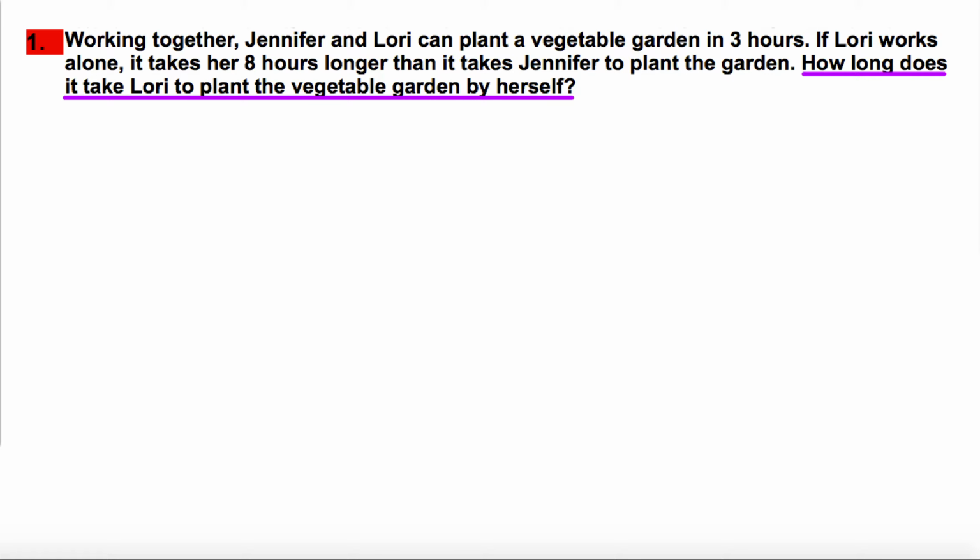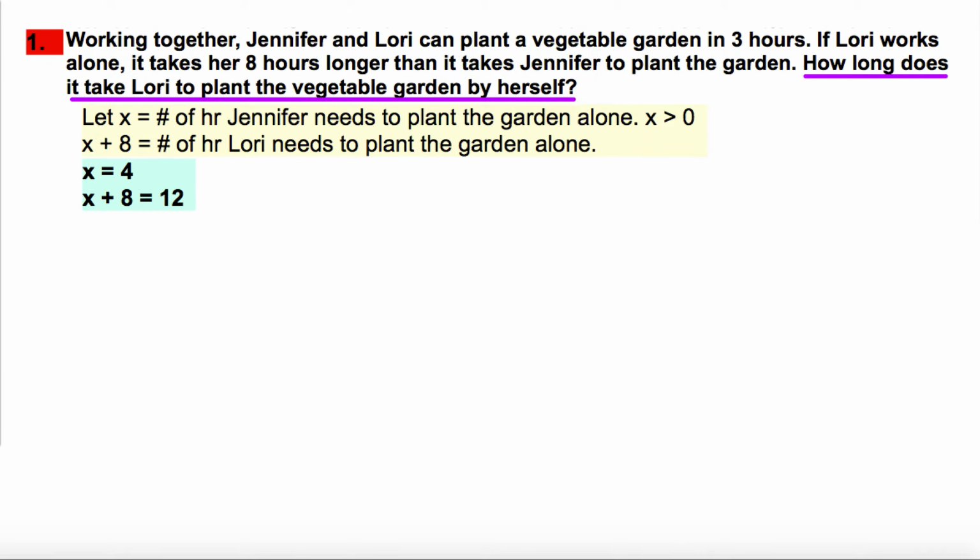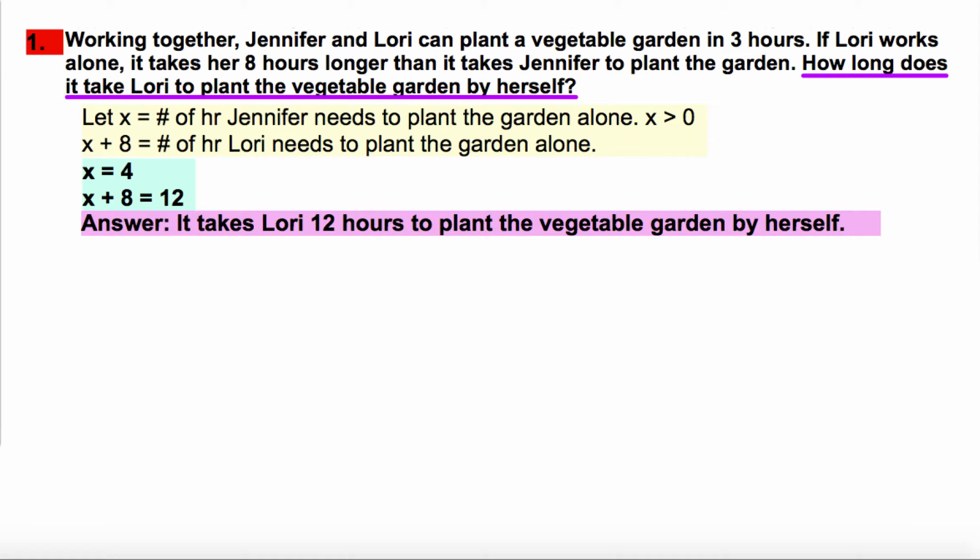How long does it take Lori to plant the vegetable garden by herself? Since x is equal to 4, x plus 8 is equal to 12. Thus the answer is it takes Lori 12 hours to plant the vegetable garden by herself.